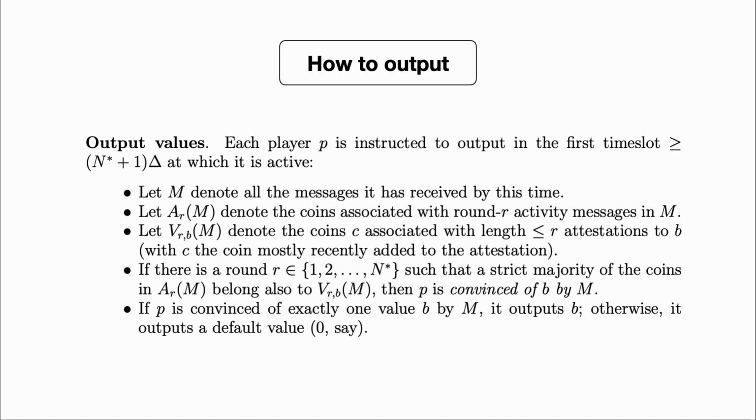Okay, so again, if you know the Dolev-Strong protocol, this is pretty similar. The difference really is in this fourth bullet point here. We modify the definition of what it means to be convinced of a value. Okay, so that's the definition of the protocol itself. In the next video, we'll come back and we'll prove that the protocol does what it's supposed to. Okay, so we'll see you there.